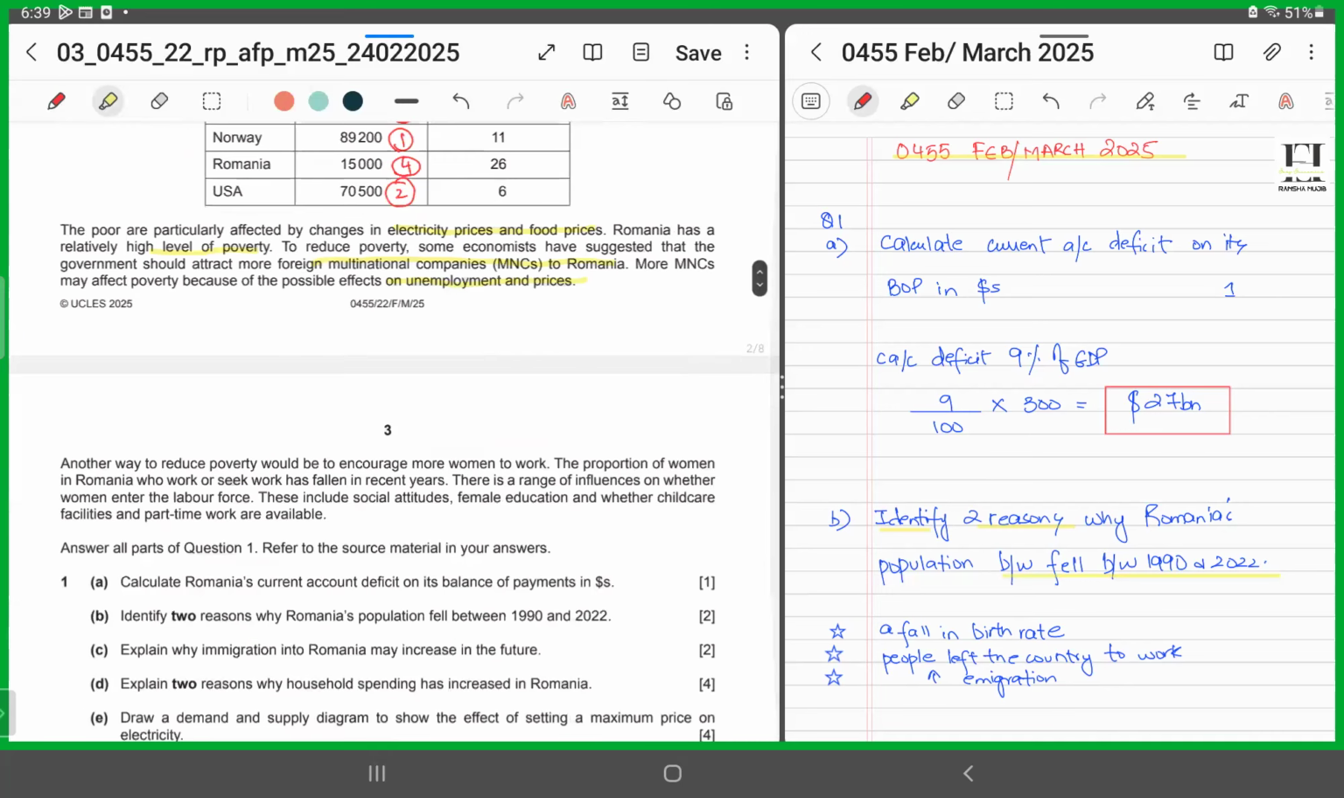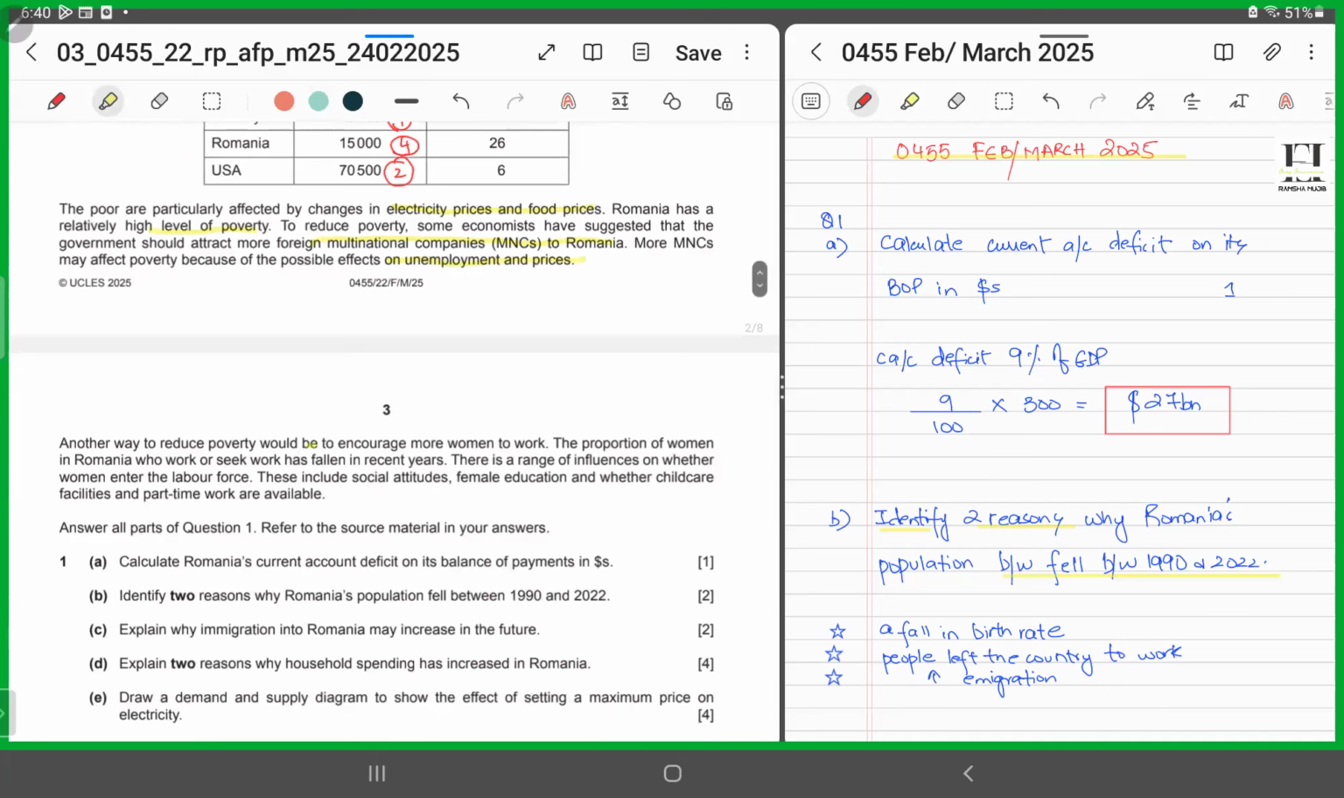Another way to reduce poverty would be to encourage more women to work. So they found two ways to address the issue of poverty. A, either invite MNCs, B, encourage more women to be a part of the labor force. The proportion of women in Romania who work or seek work has fallen in recent years. Recently the proportion of women who used to be a part of the labor force has witnessed a decline.